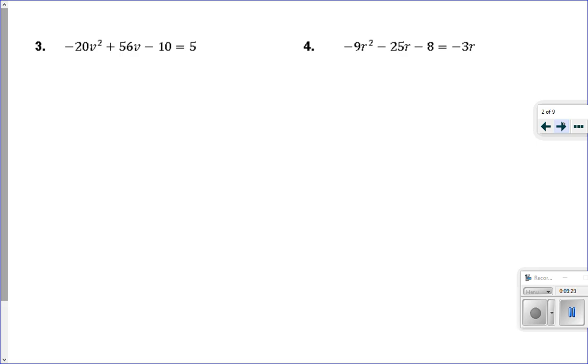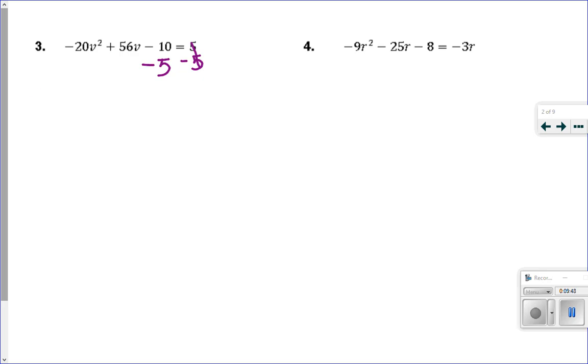Let's do number 3. I don't want to start factoring this if it's not equal to 0. I really need everything on one side equal to 0 before I begin the factoring process. So, like my life depended on it, the first thing I've got to make sure I do is move the 5 to the left so that there is nothing on this side.